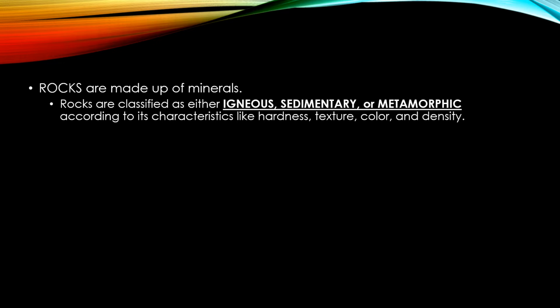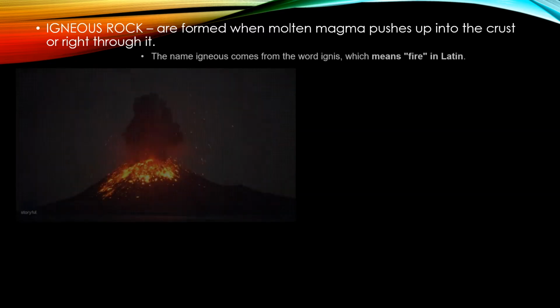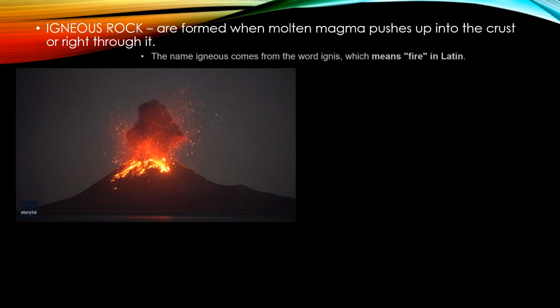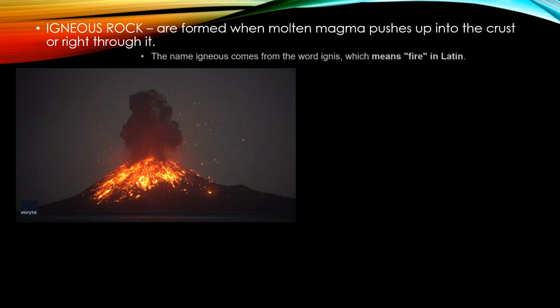Now let's identify what is igneous, what is sedimentary, and what is metamorphic. So first is igneous rock. Igneous rocks are formed when molten magma pushes up into the crust or right through it. And the name igneous comes from the word ignis, which means fire in Latin.